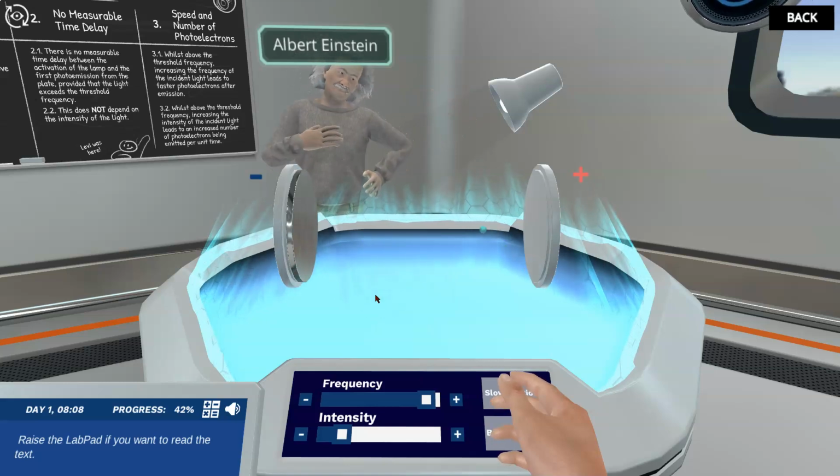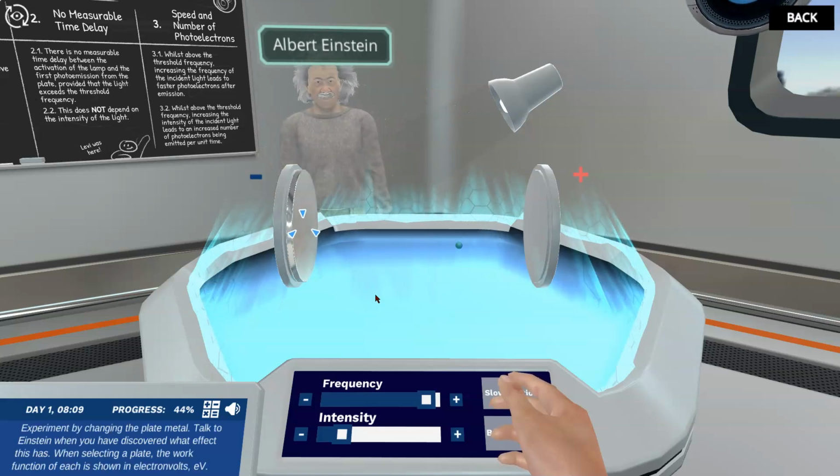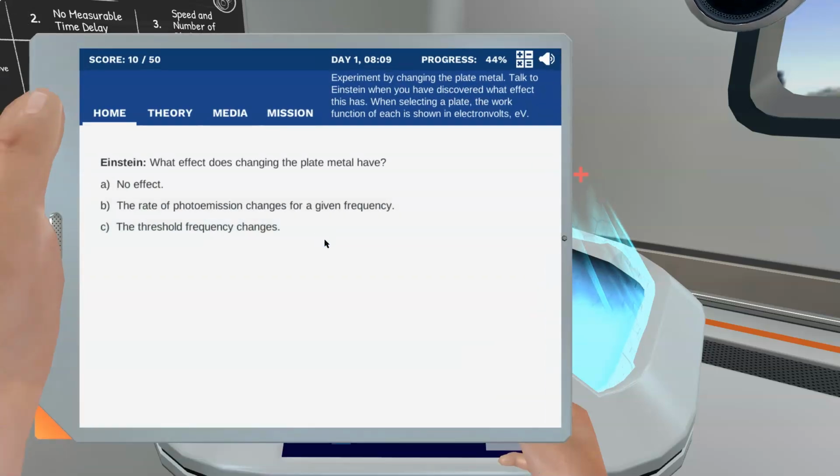This is not what we expect in the wave model, where the delay should become measurable if we lower the intensity enough. You should check if it matters what the plate is made of. Change the plate metal and test to see if the system behaves any differently. Let me know what you find. What effect does changing the plate metal have?